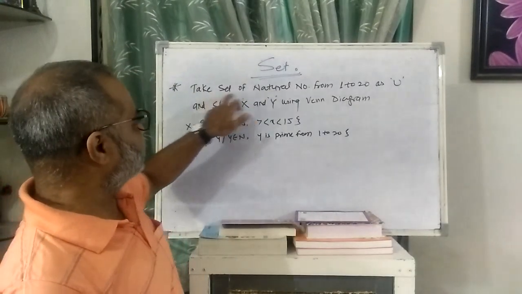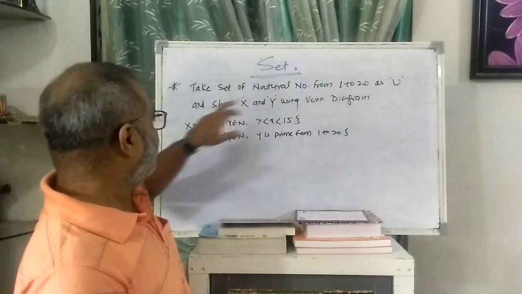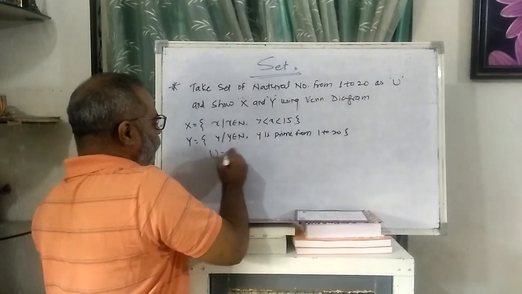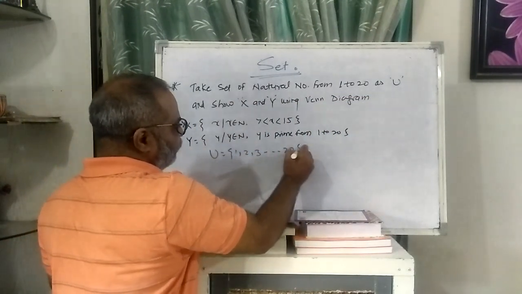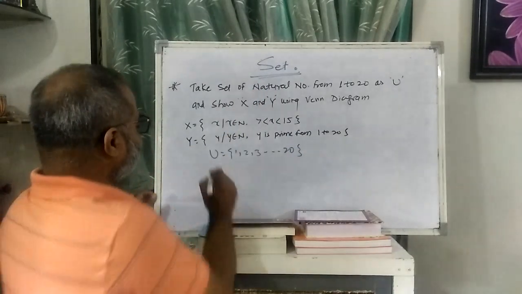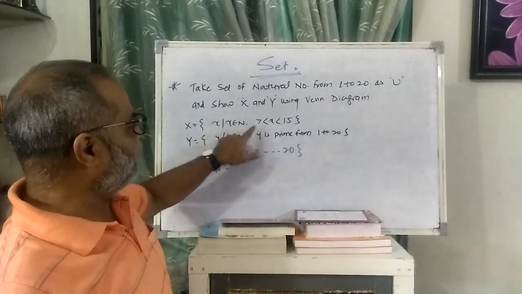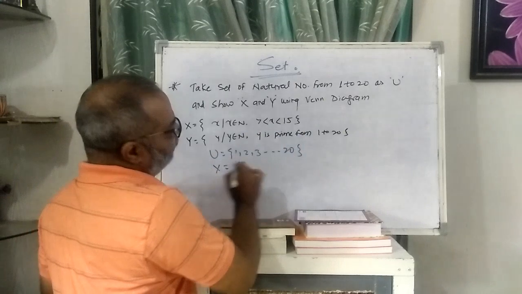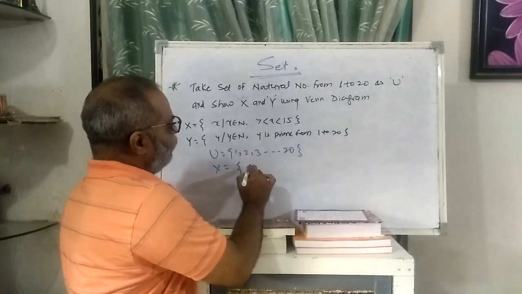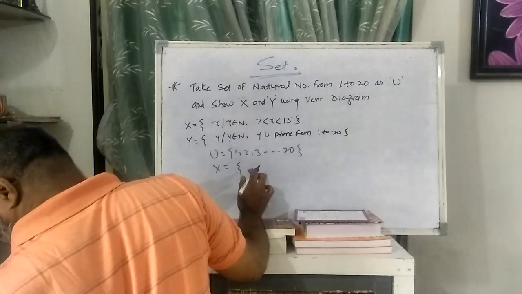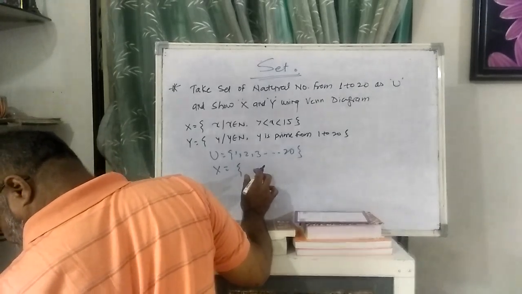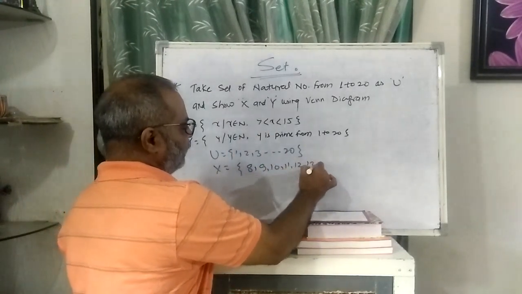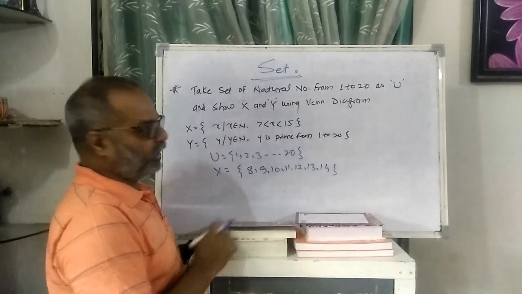So the next problem is: take the set of natural numbers from 1 to 20 as the universal set and show X and Y using a Venn diagram. So what does X contain? I just write first the universal set U is 1, 2, 3 up to 20. They have given 1 to 20 as U. What is X? X such that X belongs to N and 7 is less than X less than 15. So here it is 8, 9, 10, 11, 12, 13, 14. Since 15 is greater and 7 is less.